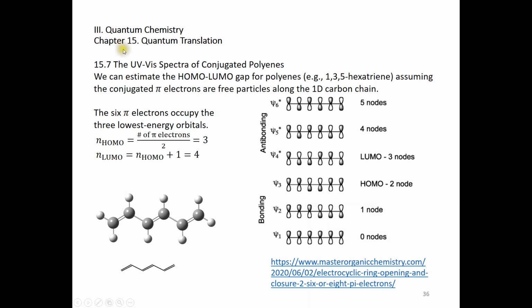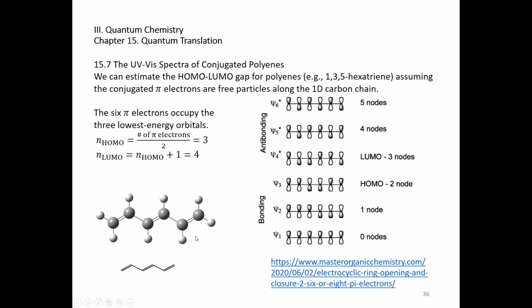Chapter 15, Quantum Translation. Section 15.7, the UV-Vis spectra of conjugated polyenes. We can estimate the HOMO-LUMO gap for polyenes, for example 1,3,5-hexatriene, assuming the conjugated pi electrons are free particles along the one-dimensional carbon chain.